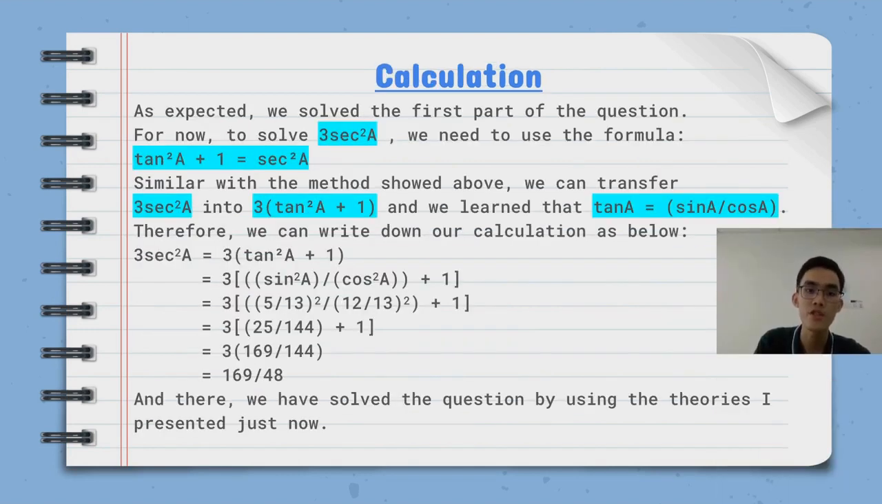Now, to solve 3 sec²A, we need to use the formula tan²A + 1 is equal to sec²A. Similar with the method shown above, we can translate 3 sec²A into 3(tan²A + 1), and we learned that tan A is equal to sin A per cos A. Therefore, we can write down our calculation as below. And then we have solved the question by using the theory I have presented just now.